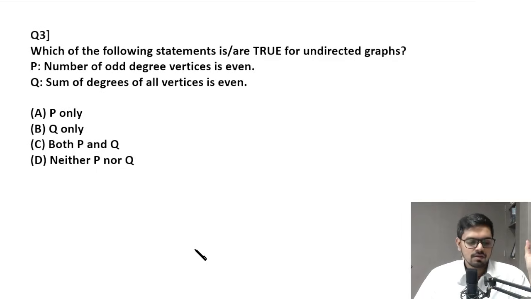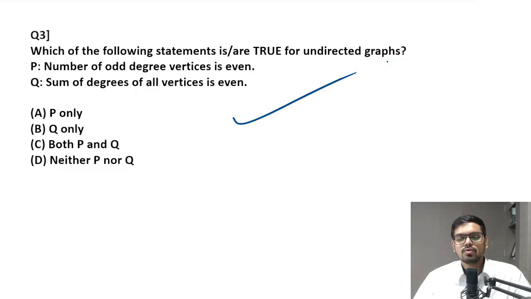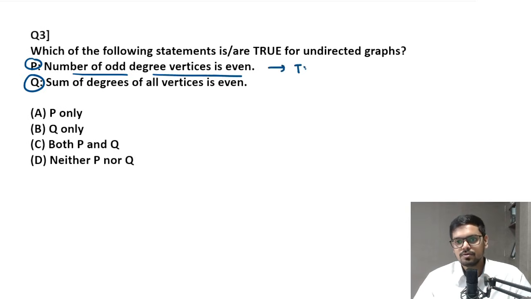This is not the final question of the class, but of the handshaking theorem. So I should not say pause the video and try, because you know the answer straight away. Which of the following statements is or are true for the undirected graph? P and Q are the statements. P says the number of odd degree vertices is even. Isn't it true? Why? Because this is a corollary.